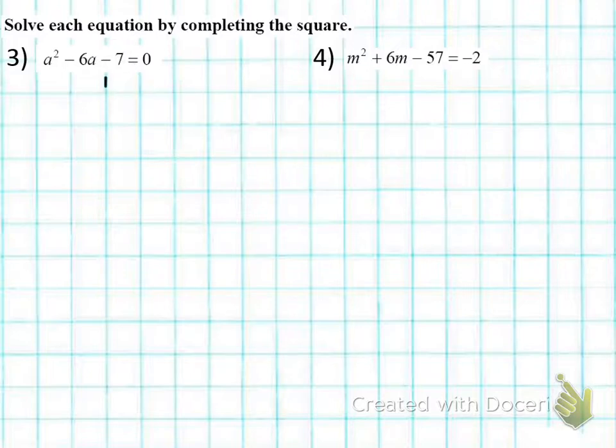We don't want that there, so we're going to add 7. That's the first step. We want to always move all the constants to the right. That's the goal on the first step always, okay?